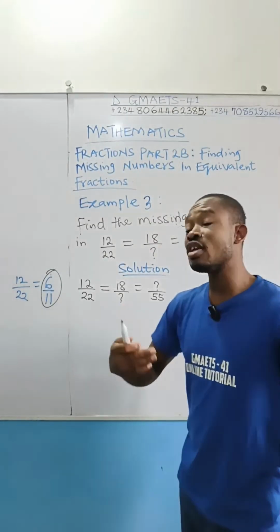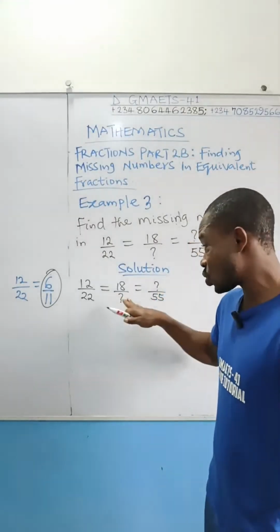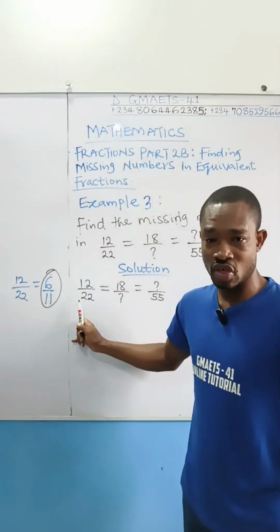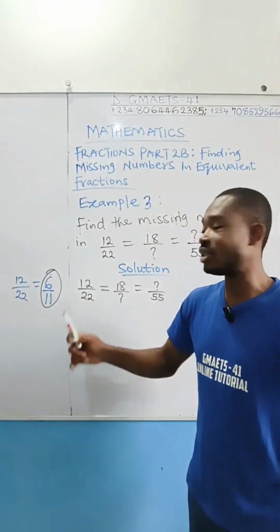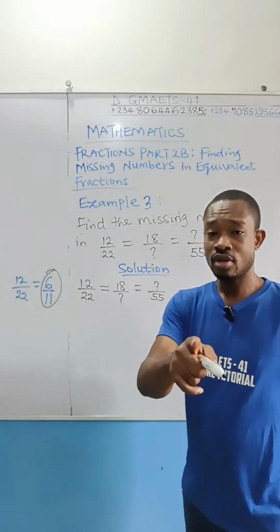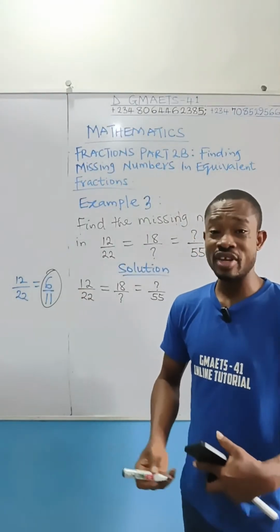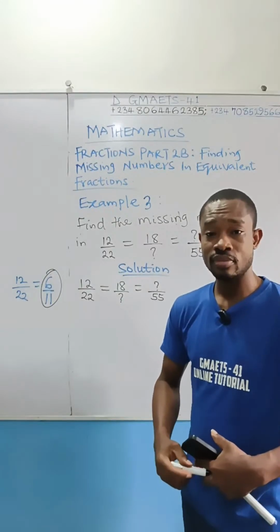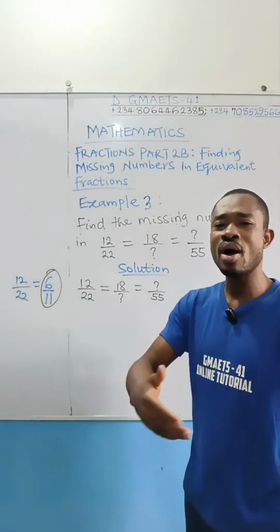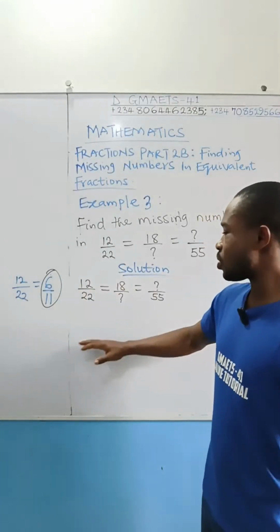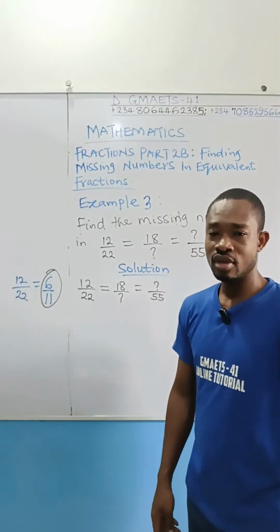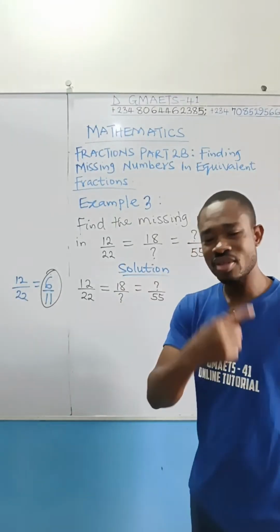What I am saying is, if you must use method 1 for this question, because 12 over 22 is not in its lowest term, you have to reduce 12 over 22 to its lowest term, so that you can now use method 1, which I feel is faster to get your answer. But I don't want to force myself. I don't want to reduce this, so that you don't go and make mistakes. Maybe when you want to write your final answer, instead of writing 12 over 22, you'll be writing 6 over 11. Let us solve this straight using method 2.